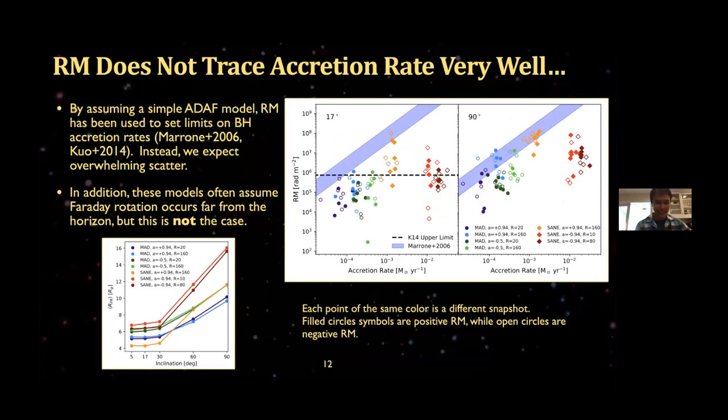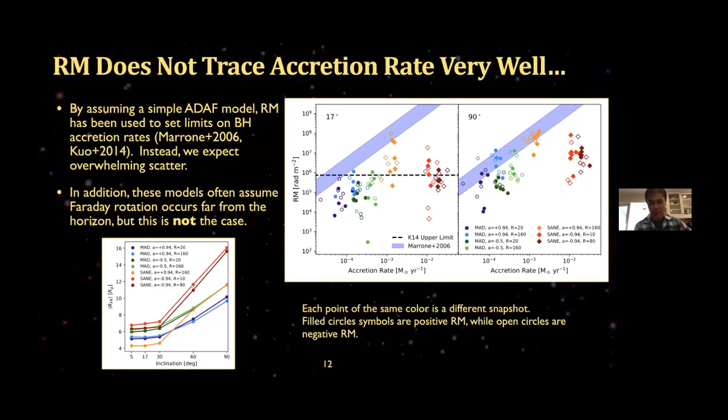However, we find that the real picture is a lot more complicated. Here on the right, I'm plotting the absolute value of the RM as a function of accretion rate. And now I'm showing all of these models for 11 different snapshots. Each of the points of the same color are a different snapshot of the same model.